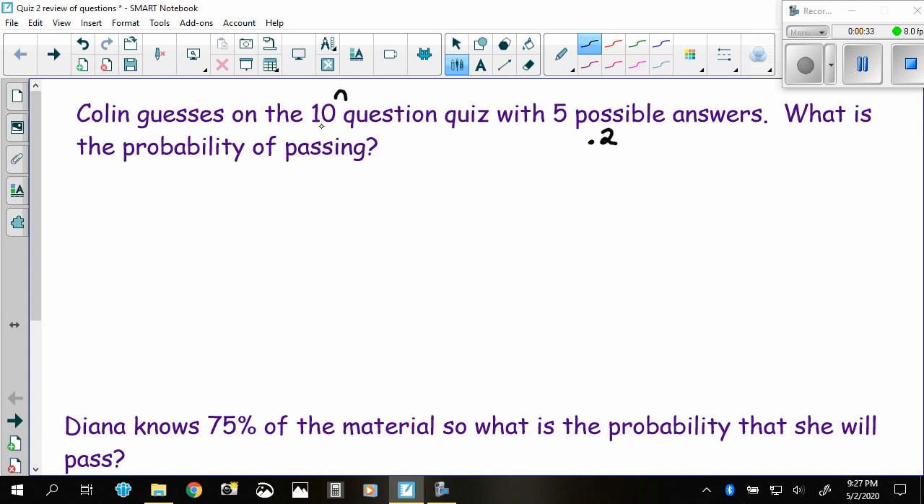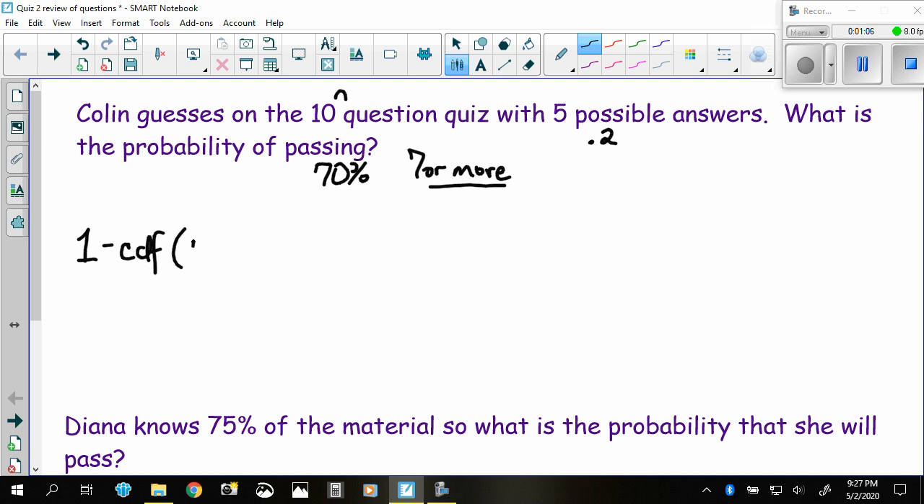Well, on a 10-question quiz, 70 is our passing score, so that means 7 or more will give him a passing score. Now, when we talked about binomials, we know that "more" is not a possibility on doing this. So this is where we have to do a 1 minus, and the interval form of the binomial is a CDF. So I'm just going to put CDF down there.